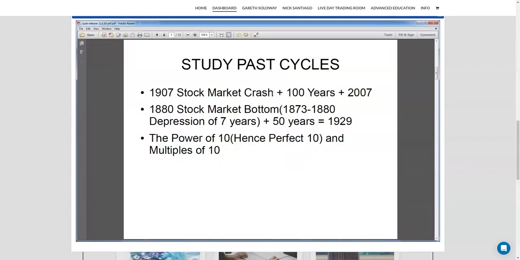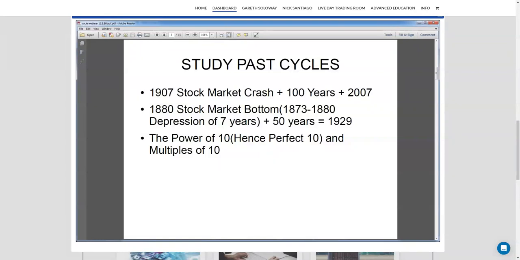Study past cycles. 1907 stock market crash plus 100 years, 2007. 1880 stock market bottom. Okay, was in 1880. You had a 7-year depression. Okay, add 50 years, you get 1929. All right, 49 years. You think 49 is important?